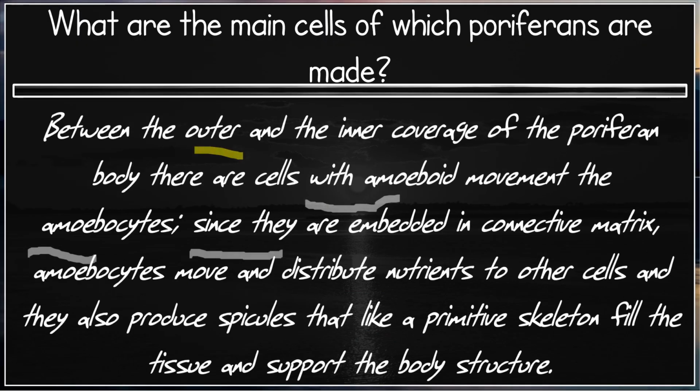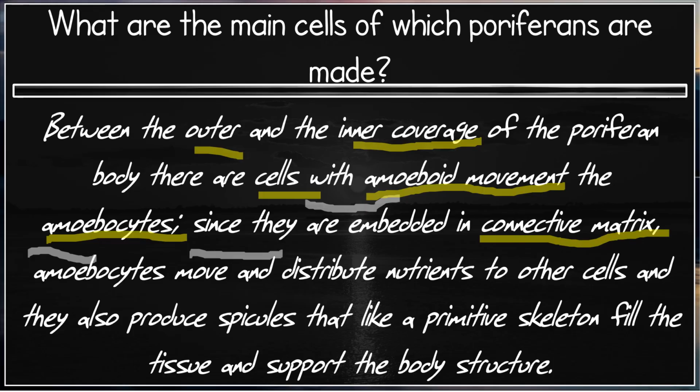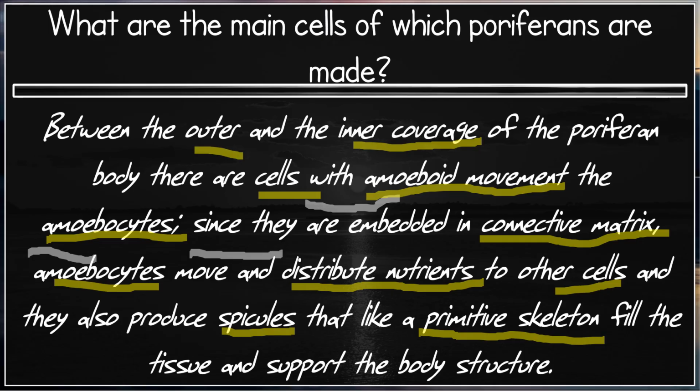Between the outer and the inner coverage, in the poriferan body, there are cells with amoeboid movements, the amoebocytes. Since they are embedded in a connective matrix, amoebocytes move and distribute nutrients to other cells, and they also produce spicules that, like a primitive skeleton, fill the tissue and support the body structure.